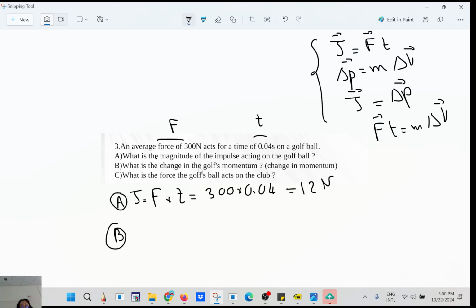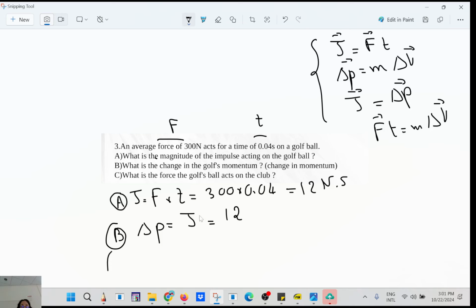So what is the change in the golf ball's momentum? Yes, it's going to be the same thing, right? Impulse equals change in momentum. If there is a force over a time t, the momentum will change. They're going to be equal to each other. So the change in momentum is, by definition, equal to the impulse. So it's going to also be 12. And here I made a mistake. It should be Newton second.